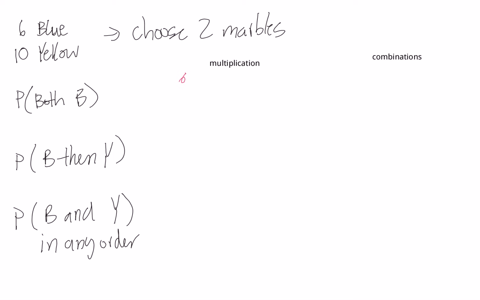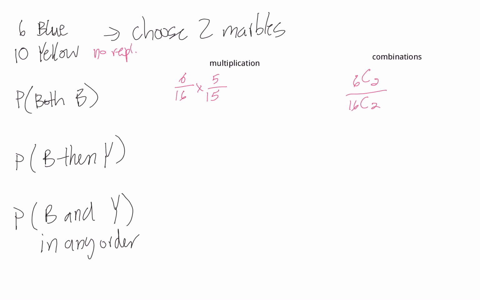So we'd have 6 blues out of 16, and then 5 blues out of 15. If we're to use multiplication, we're not going to replace. So just like before, we're not replacing. Order doesn't matter in this case, so 6 out of 16, 5 out of 15. Or if we use combinations, we want 2 out of the 6 blues out of 2 out of the 16 total.